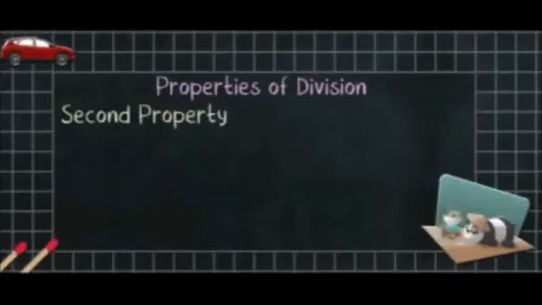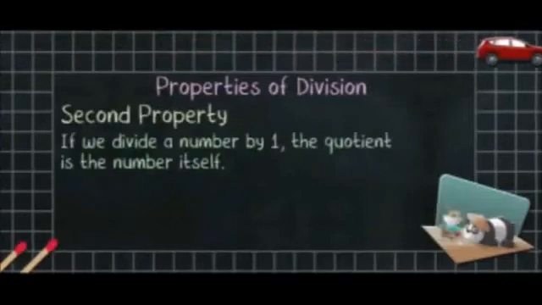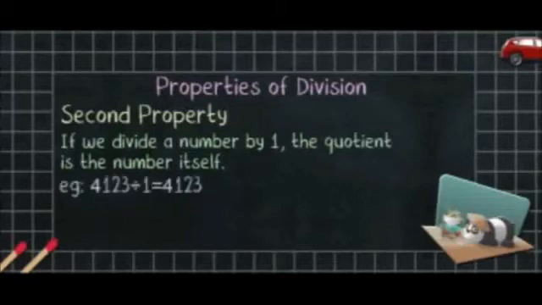The second property of division says that if a number is divided by 1, then the result is always the number itself. Example, 4123 divided by 1 is equal to 4123, the number itself only.